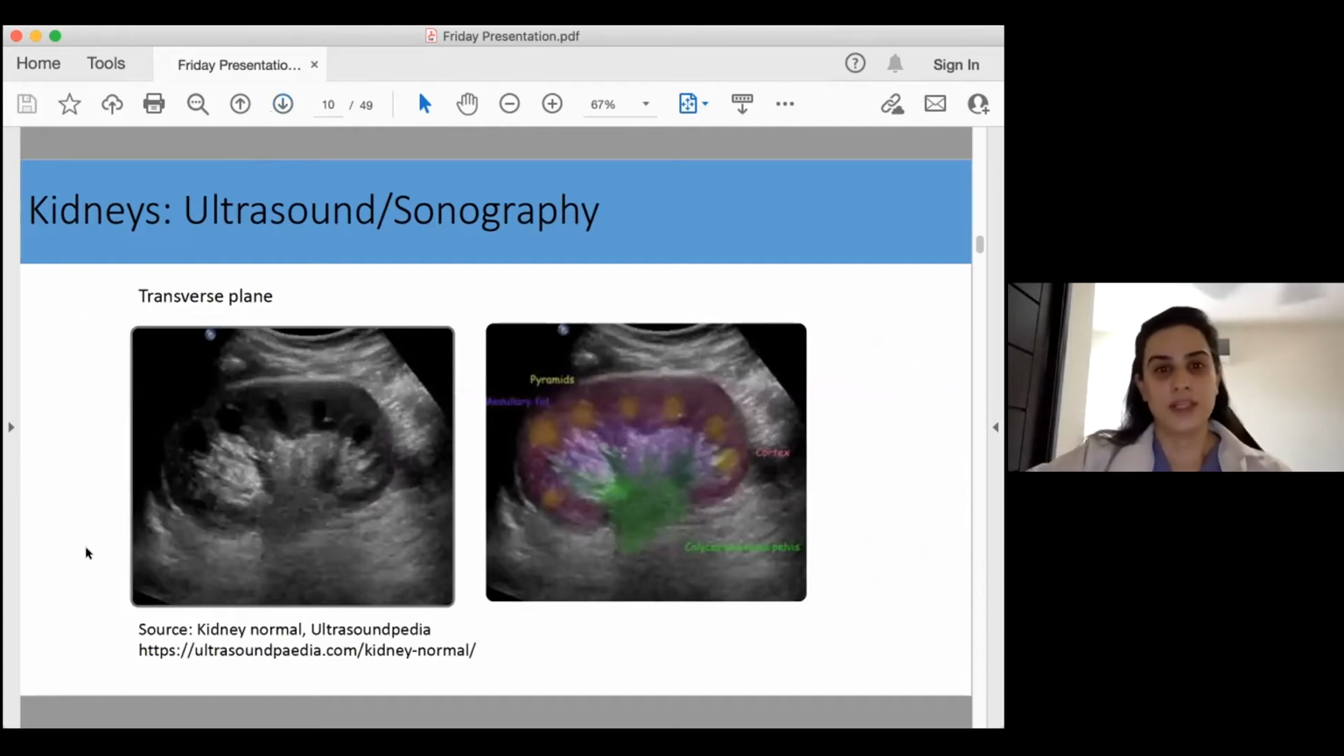This is a transverse projection or a transverse plane of the kidneys. Here we can observe the similar mixed heterogeneous pattern where we have the pyramids observable here, the cortex around this area. Here we have the medullary fat that's highlighted, and then the calyces and the renal pelvis here, or also you can observe it in color on the side.